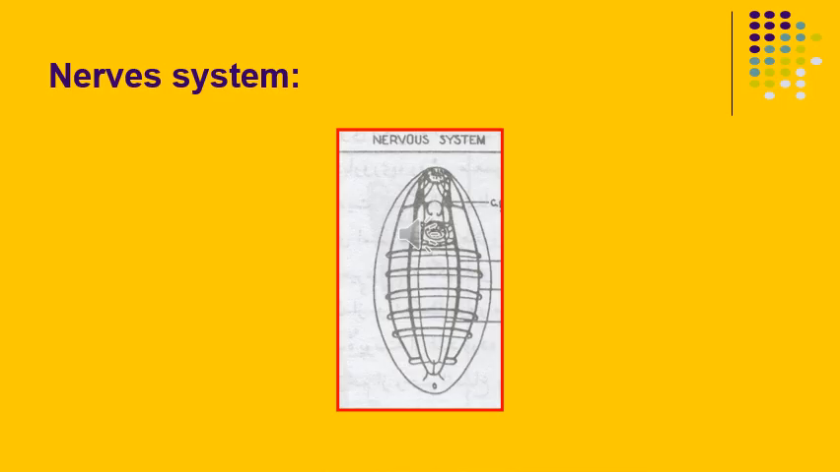The nervous system of trematodes consists of two lateral ganglions around the pharynx that connect to each other by nerve tracts. Each ganglion sends some nerves to the anterior and posterior parts of the body, and these nerves connect to each other by transverse nervous tracts.